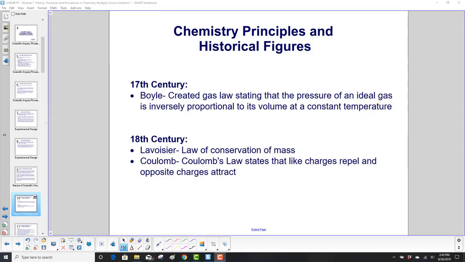Let's now look at some key chemistry principles and historical figures throughout the ages. Starting in the 17th century, we had Boyle, who created the gas law, stating that the pressure of an ideal gas is inversely proportional to its volume if it has a constant temperature. In the 18th century, we had Lavoisier, who had the law of the conservation of mass, and then Coulomb. Coulomb's law states that like charges repel and opposite charges attract.